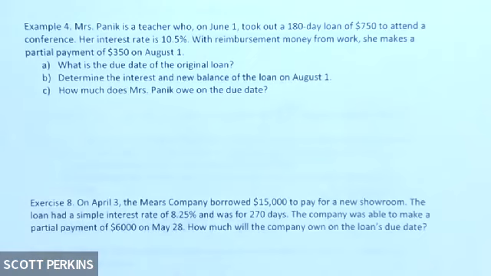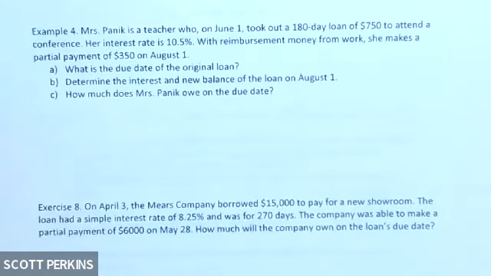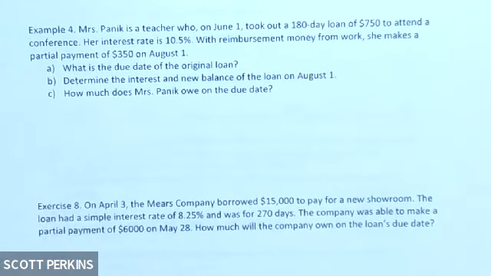All right, so example 4. So we've got Mrs. Panic. She's a teacher who on June 1st took out a 180-day loan of $750 to attend a conference. Her interest rate is 10.5%. With reimbursement money from work, she makes a partial payment of $350 on August 1st. Okay, so here we go.